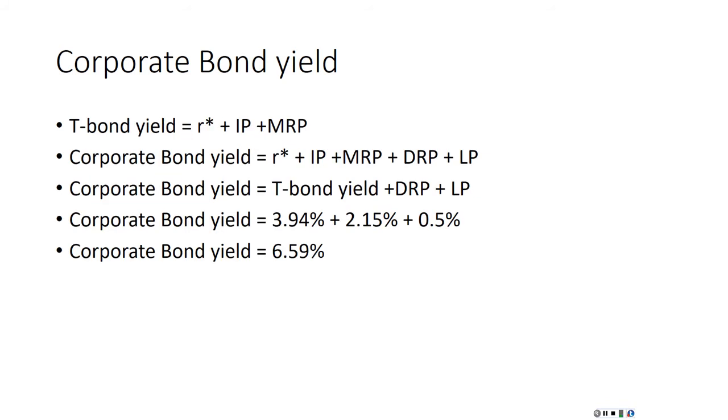Well, the difference between the corporate bond yield and the Treasury bond yield is, of course, the default risk premium and the liquidity premium. So to find the corporate bond yield, we just take the Treasury bond yield and add the default risk premium and the liquidity premium. So we take the T-bond yield of 3.94%, add 2.15% for the default risk premium, and 0.5% for the liquidity premium, equaling a corporate bond yield of 6.59%.